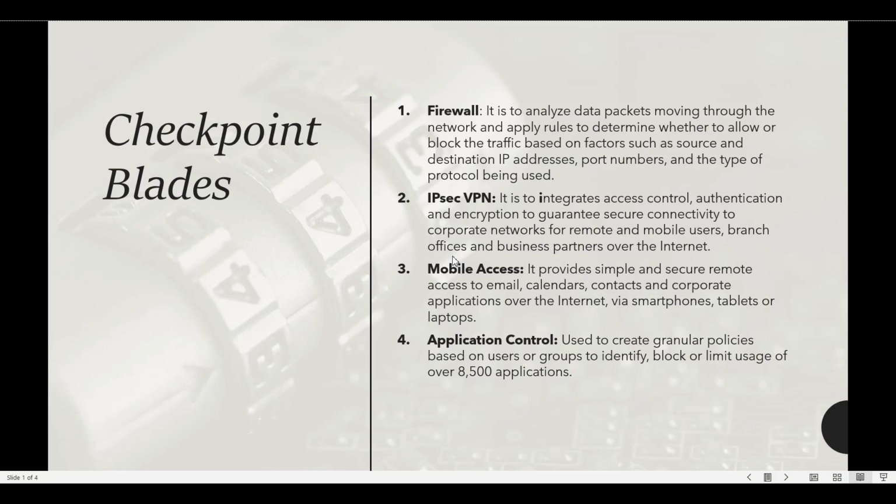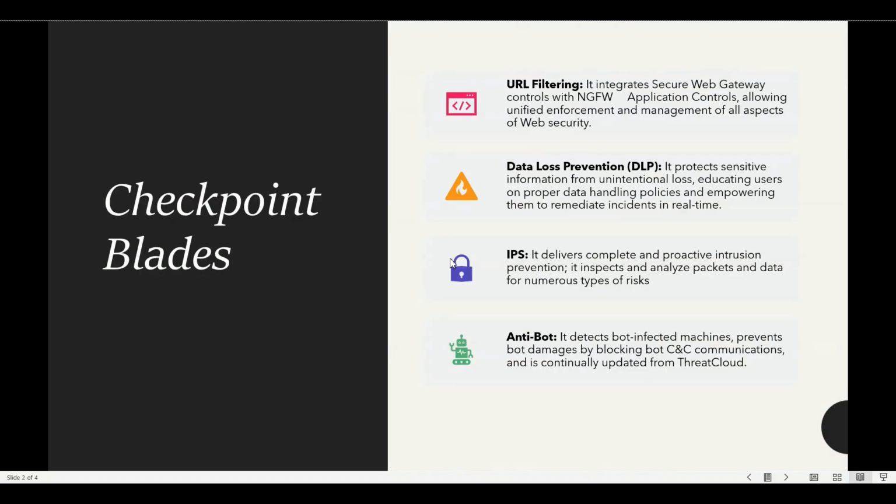Next one is mobile access. It provides simple and secure remote access to email, calendar, contacts, and corporate applications over the internet. Next one is application control, which is used to create policies based on user groups, to identify, block, or limit the use of around 8,500 applications.